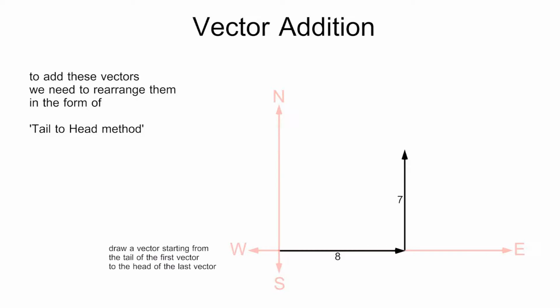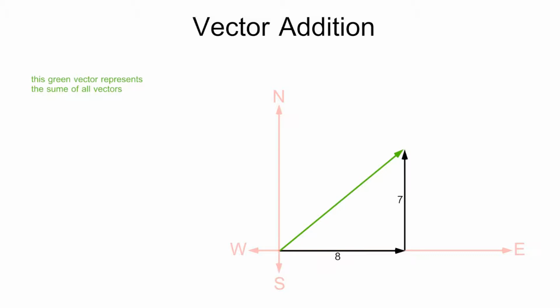Now what we need to do is to create a vector that starts from the tail of the first and ends at the head of the last. This new green vector represents the sum of the two vectors.